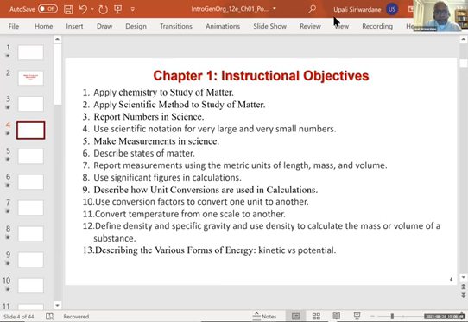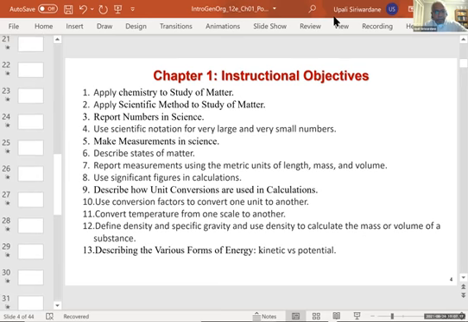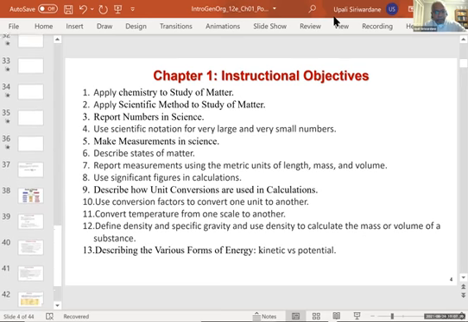We talked about several equations. So we are at the point where we were about to define specific gravity and use density calculation to obtain volume or mass of a substance. And today we're going to focus on items 12 and 13. 13 is describing forms of energy. Let me go to specific gravity.